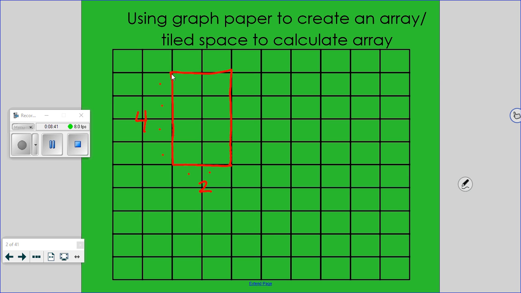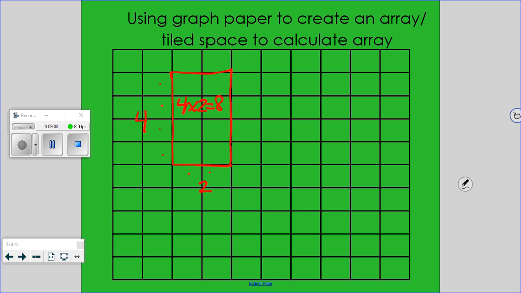Grayson, how could I figure this out? Multiply 4 times 2. Why? Because there's 4 rows with 4 in them and 2 columns. Yeah, I have a 4 by 2 array, so I could multiply. Could I also count my spaces in between? Yes. Would that work? Yes. What is 4 times 2? You can say it out loud.